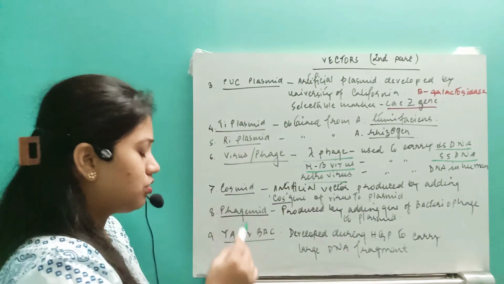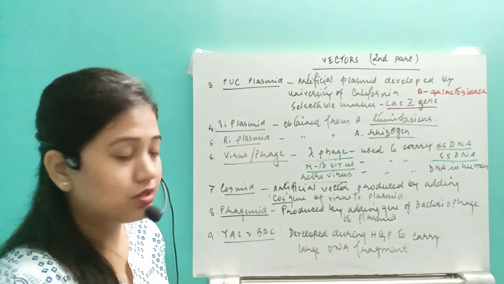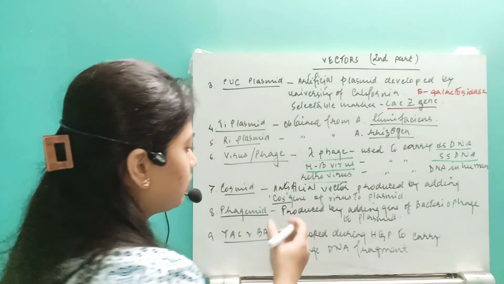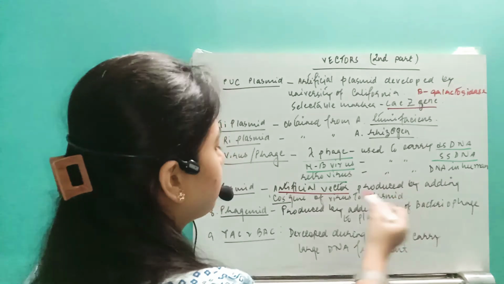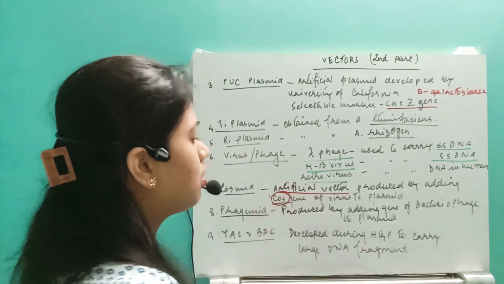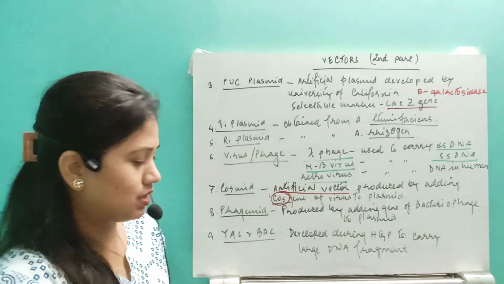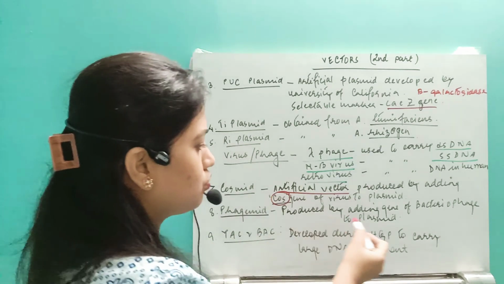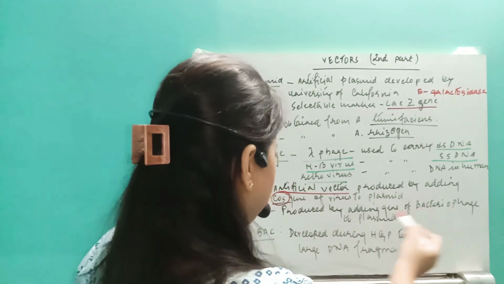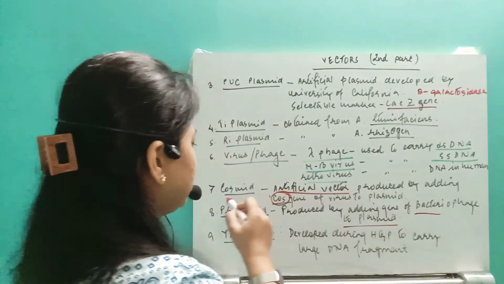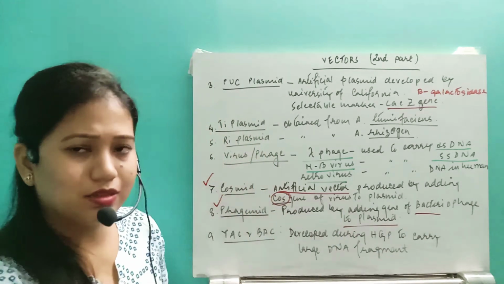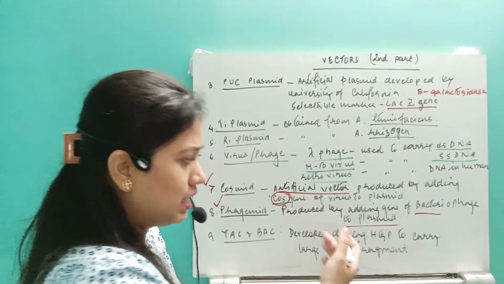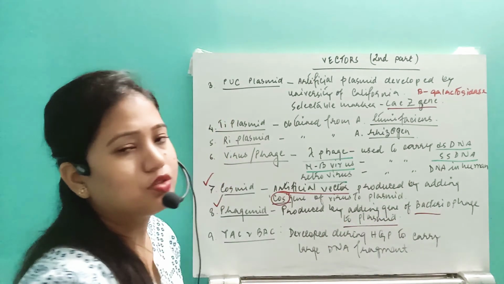Next, another type of vector is also here. That is the cosmid. Cosmid is an artificial vector, produced by adding the cos gene of the virus to the plasmid. Next one, we have phagemid too. Phagemid is produced by adding a gene of the bacteriophage into the plasmid. Same thing as cosmid and phagemid, similar types of vectors. They are used in transforming, adding the gene of the bacteriophage to the plasmid.